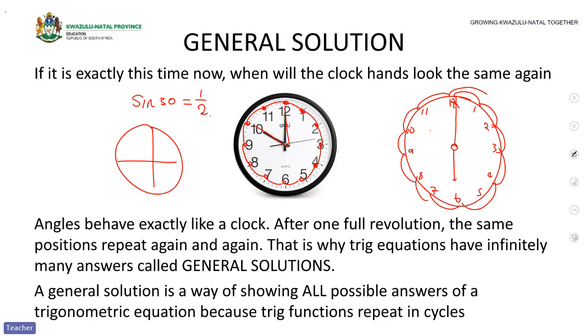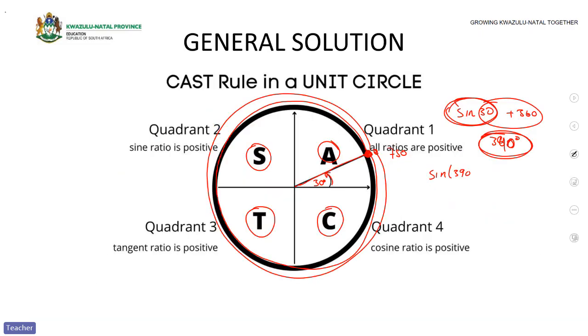Now, going back to the general solution, it is a way of showing all possible answers for a trigonometric equation, because we know that trig functions repeat in every cycle.